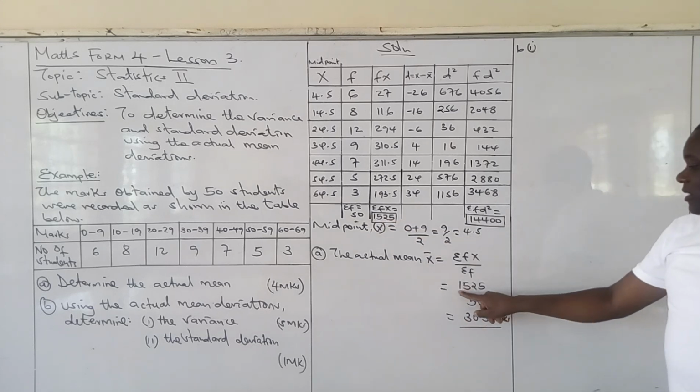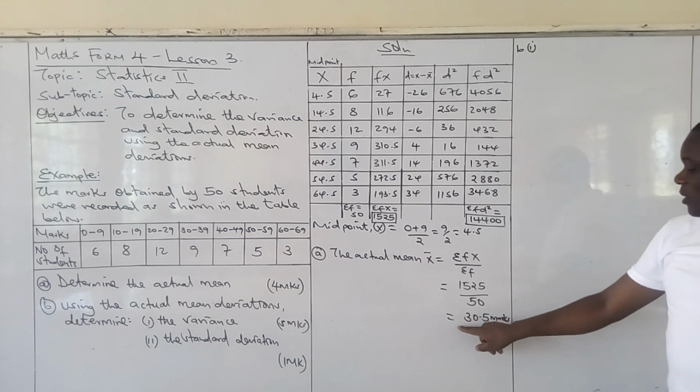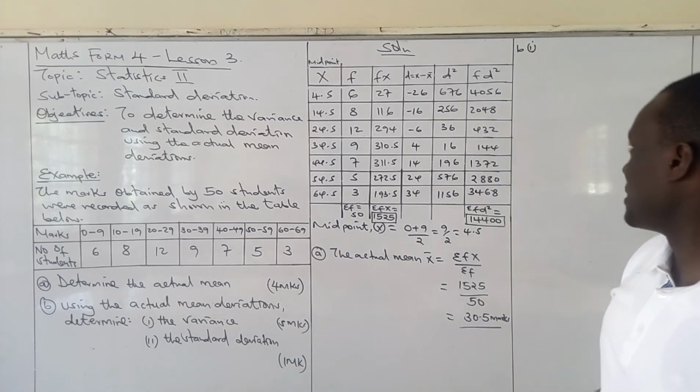You just take 1525, you divide by 50. This one will give you 3.5 marks. That is our actual mean.